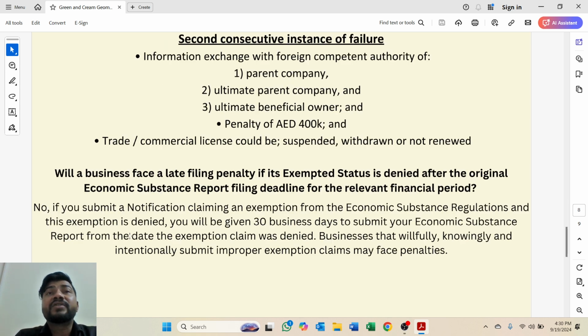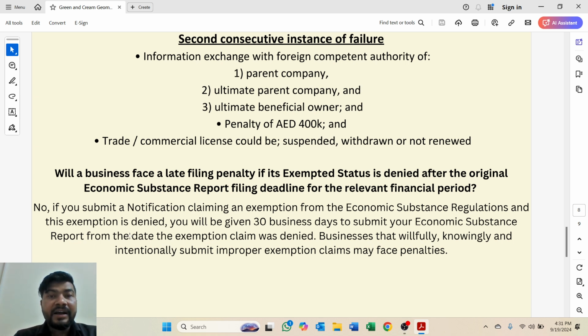And suppose this is for the first time, and again a second consecutive instance of failure. In that case, for exchange of information, the parent company, ultimate parent company, ultimate beneficial owner, and the penalty of 400,000 dirham. This is a huge amount. Not only that, your trade or commercial license will either be suspended, withdrawn, or you will not be able to renew your license. Look how big the penalty is for failure to meet the economic substance report.